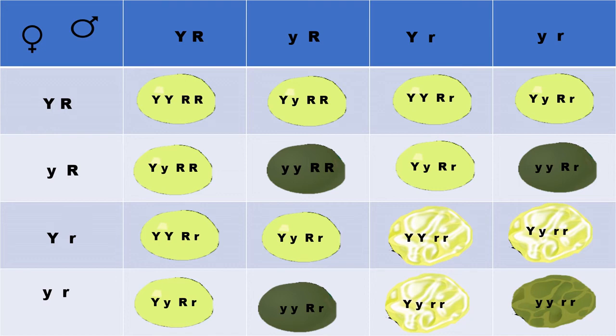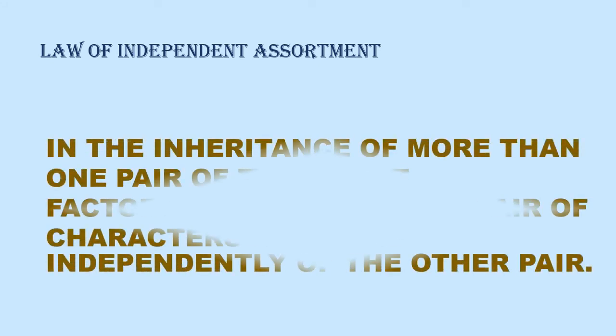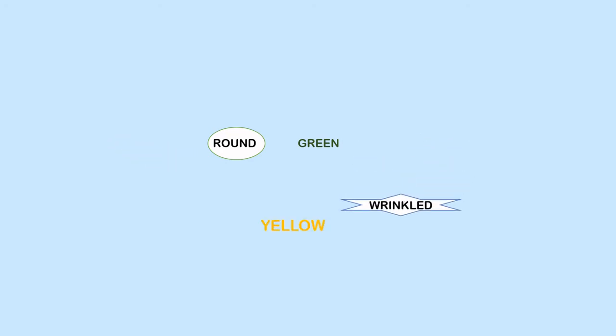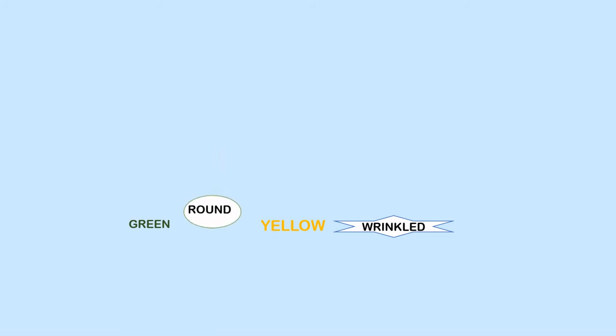Law of independent assortment explains that in the inheritance of more than one pair of traits, the factors or alleles of each pair of characters assort independently of the other pair. That means yellow color trait did not depend on round trait, and green color in the same way did not depend on wrinkled trait at the time of inheritance.